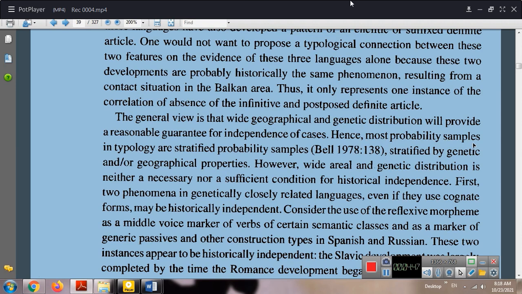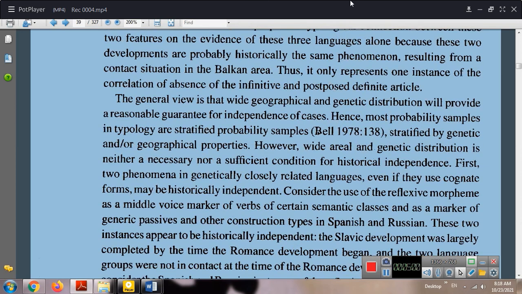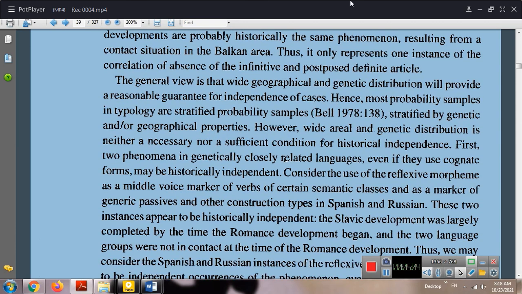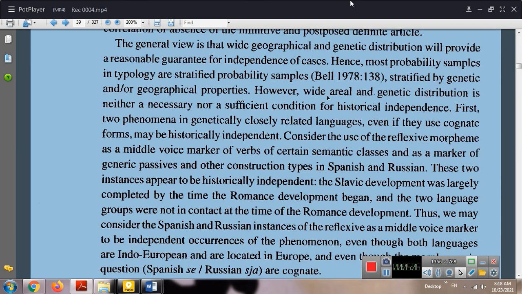Hence, most probability samples in typology are stratified probability samples, stratified by genetic and or geographical properties. They will stratify by these factors, genetic and geographical properties. However, wide areal and genetic distribution is neither a necessary nor a sufficient condition for historical independence.